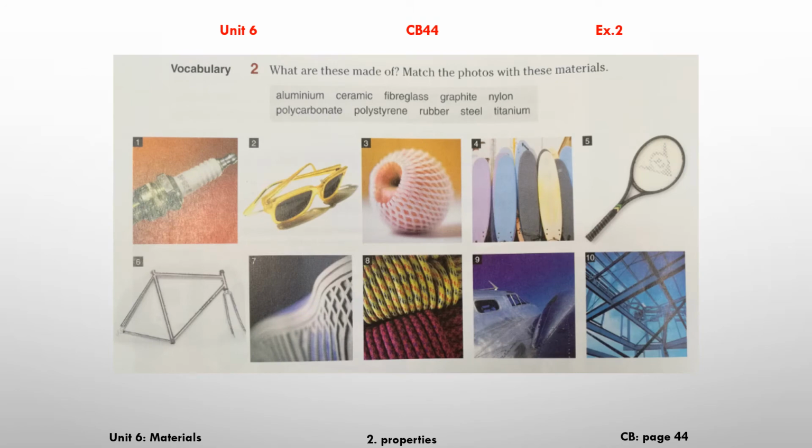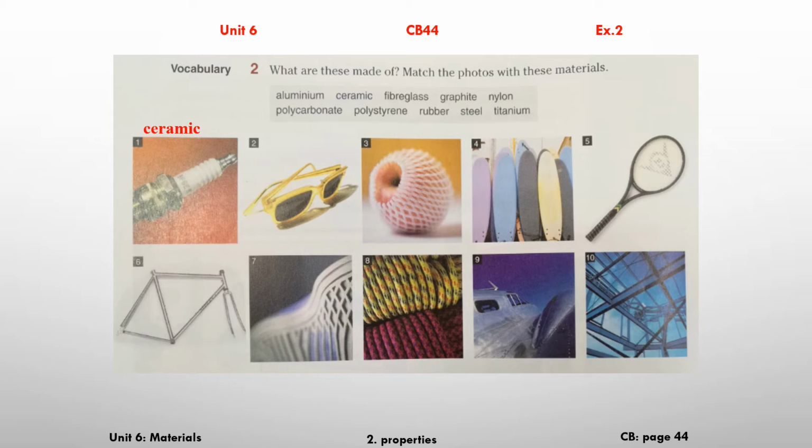Okay, now we're going to look at the materials used here. We have 10 pictures. We need to recognize the names of the materials these things are made of. For example, let's look at number 1. We have a spark plug. But what is it made of? It's made of ceramic. Now I'd like you to look at the rest of the pictures and try to know the materials they are made of.